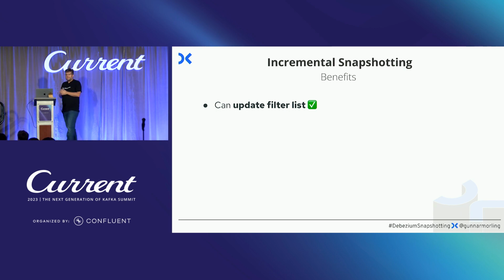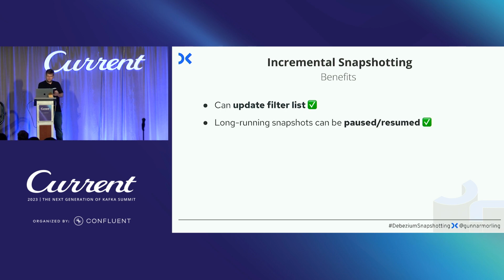So first of all, can we update the filter list? Yes, I have shown you how to do this, right? I change my filter configuration, I run an incremental snapshot for this newly captured table, and I end up with a backfill of this data. So this works, we have seen it. For pausing and resuming, we haven't seen it, but I have shown you how the connector is managing this state information. There are commands for pausing and resuming, so this also works just nicely.